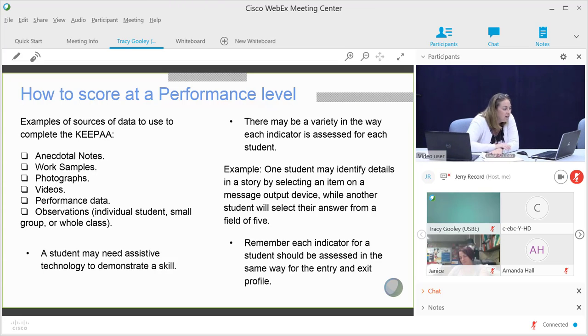So we do have a question. Do I or the SPED teacher administer this? So Hillary, I'm guessing, are you a general ed teacher then?